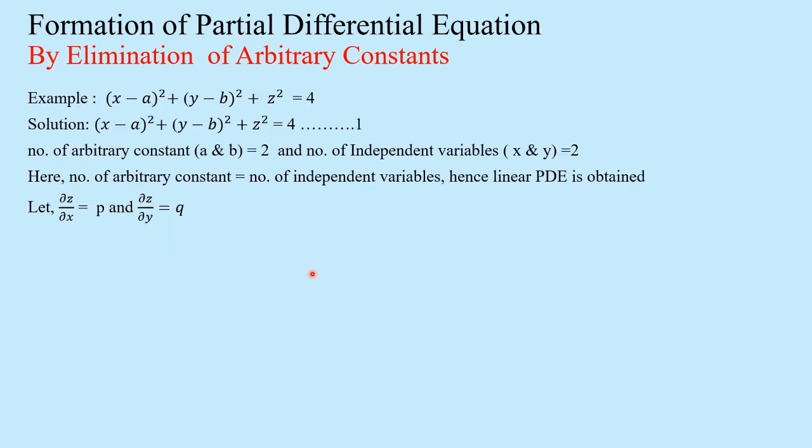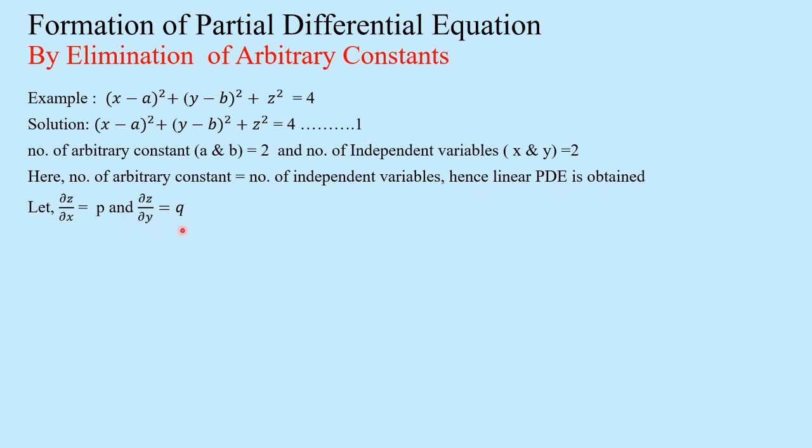In this example, x and y are independent variables. So here number of independent variables is equal to 2. a and b are arbitrary constants. Here number of arbitrary constants is equal to 2. So here number of arbitrary constants is equal to number of independent variables. Hence a linear PDE is obtained.